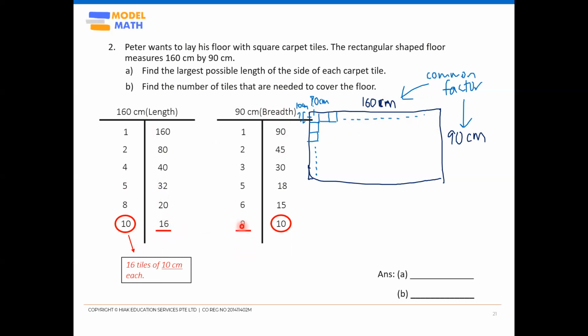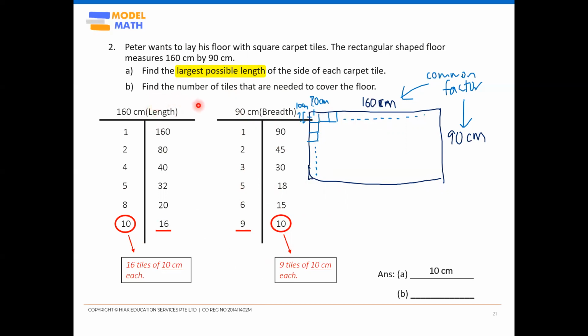And this 9 here means 9 tiles along the breadth. 9 tiles of 10 cm each, because 90 cm divided by 10 will give you 9 tiles along the breadth, which is this. All right, so this is how we interpret this answer. So once we have that part A, just now actually part A, I already said it's actually your 10 cm per side of the square tile.